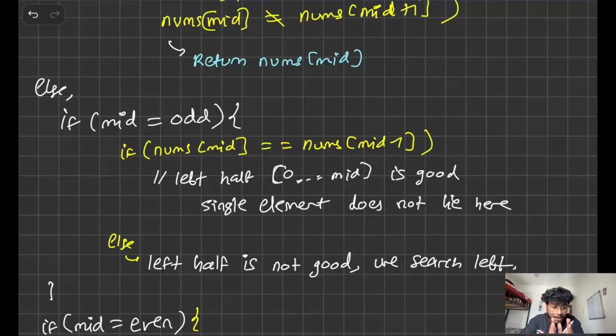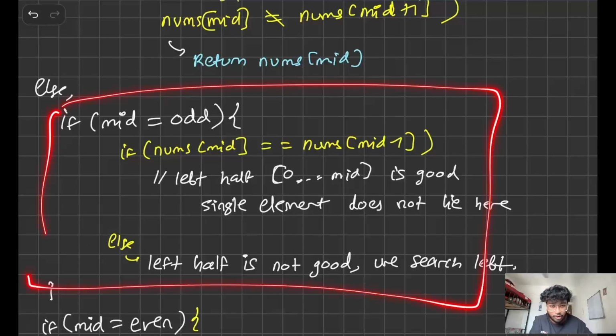I know for sure if the parity of mid is odd, then the duplicate of this element must lie previous to it. If it does not hold, then I can surely say there is some ambiguity in the left half and it is not good, so I'll have to search left. The single element would lie in the left half. Okay, this is the case if my mid was odd. Can we construct a similar case if mid was even?